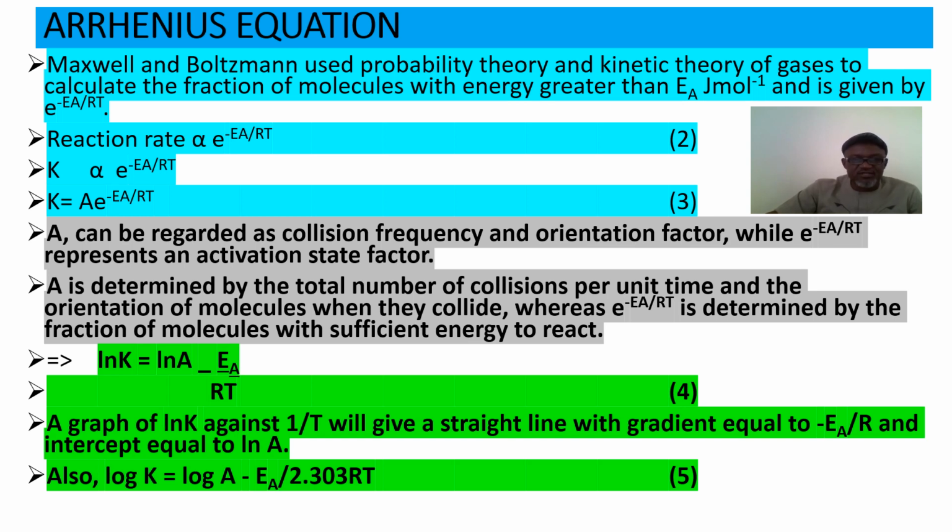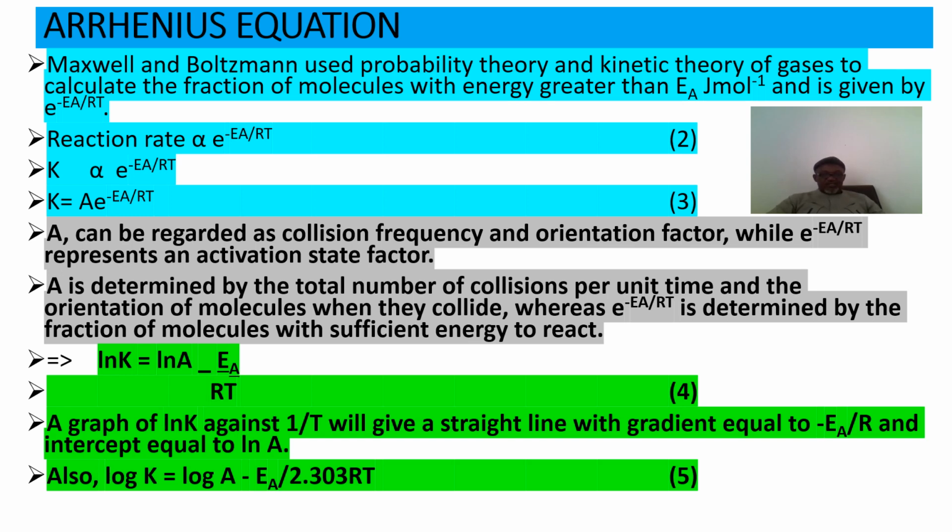Now, if we take the natural log of equation 3, we will arrive at equation 4: ln k is equal to ln A minus EA over RT. And the graph of ln k against 1 over T will give a straight line with slope equal to minus EA over R, and the intercept will be equal to ln A. From there, we can get the activation energy and also get the collision frequency or orientation factor A.